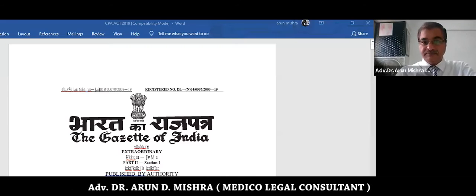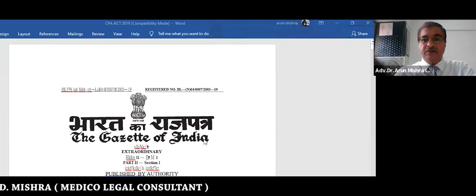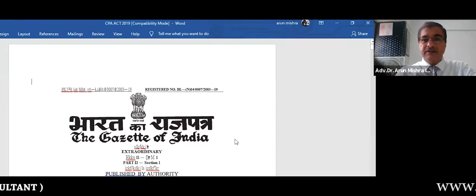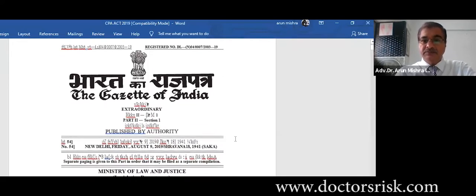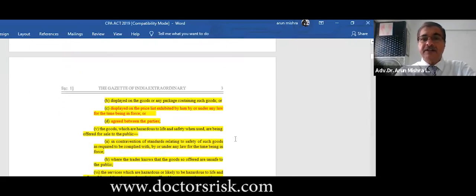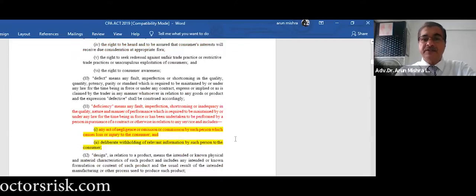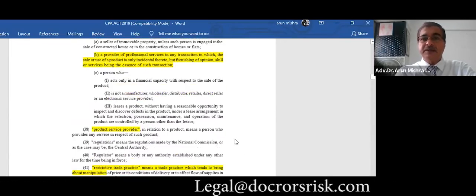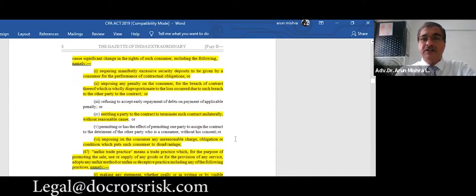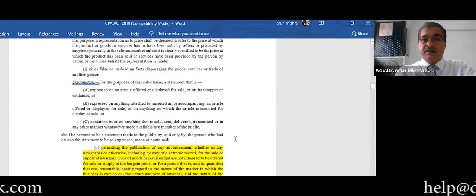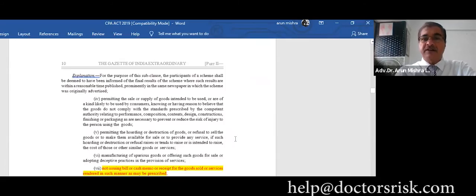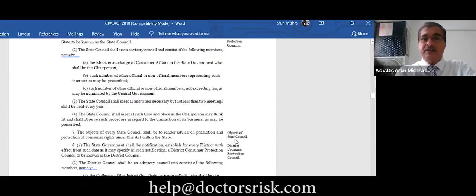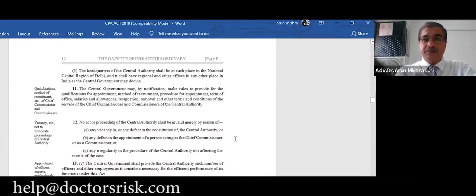Let's understand the CPA Act, the remaining part. We have already seen the definition, the objective, the motive, the formation of commissions, district, state, or national. We have seen CCPA, Consumer Protection Council, authorities, their procedure, process, their power, punishment.